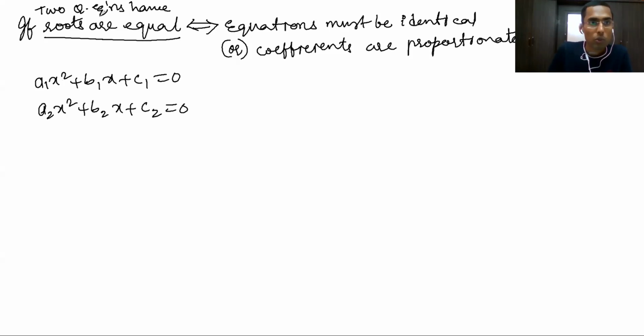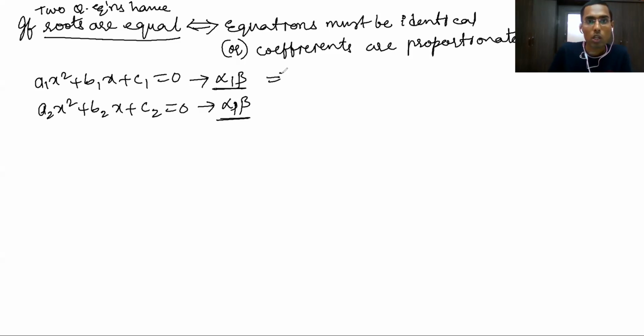So what I said is the roots are equal. That means if the roots of this equation are alpha, beta, then the roots of this equation are also alpha, beta. This equation also has roots alpha, beta. So then what should I prove? A1 by A2 equal to B1 by B2 equal to C1 by C2.